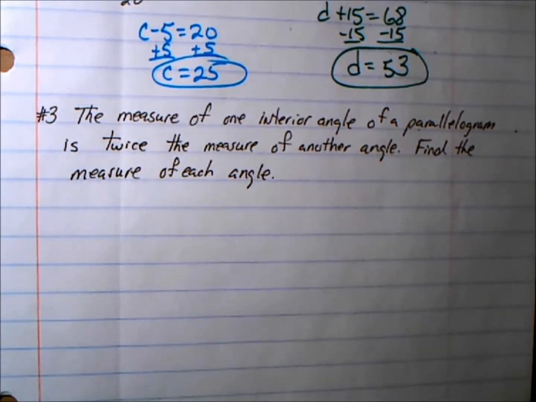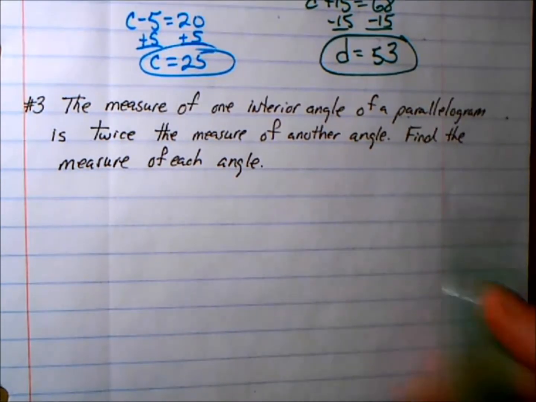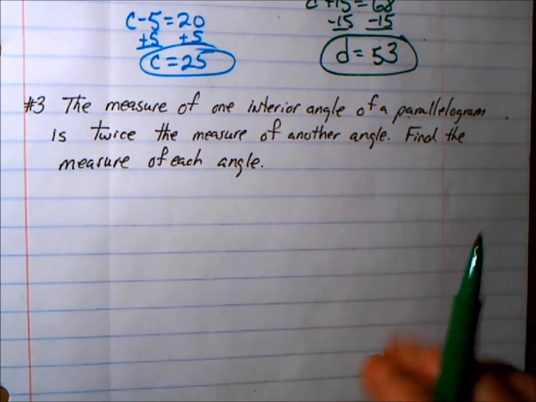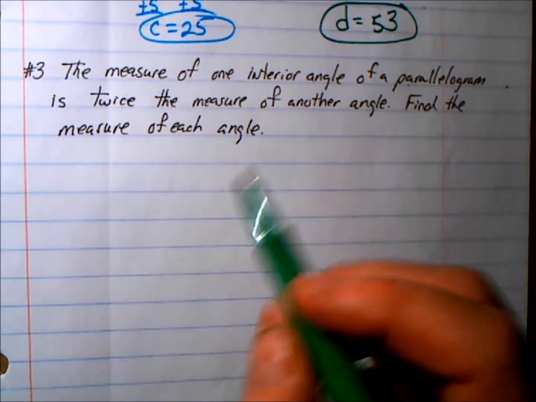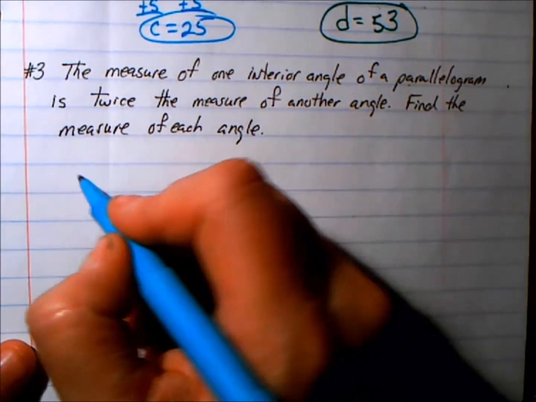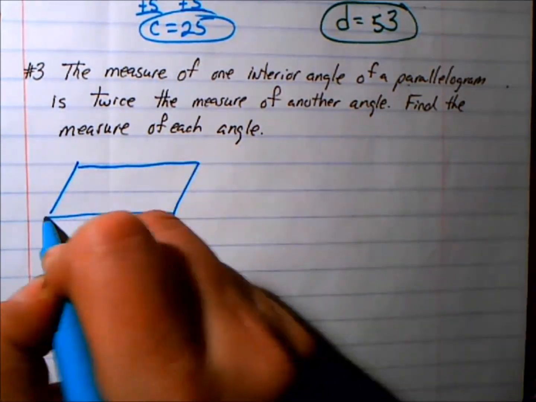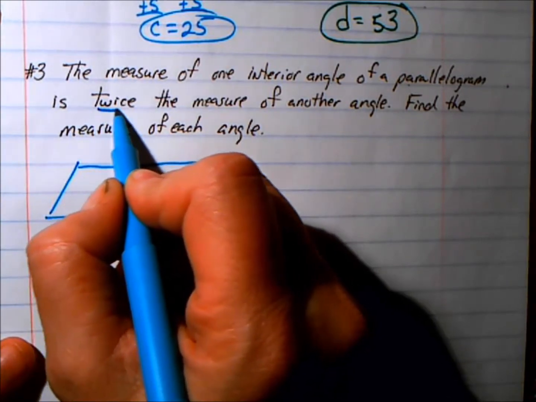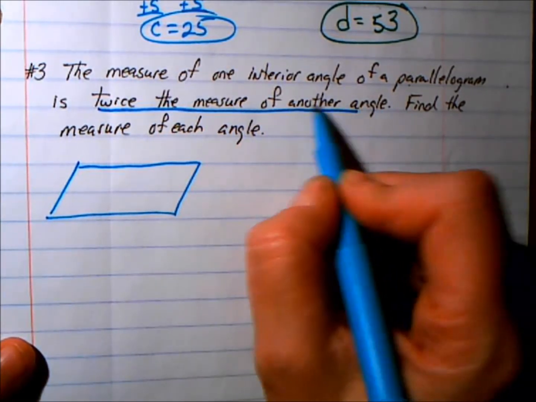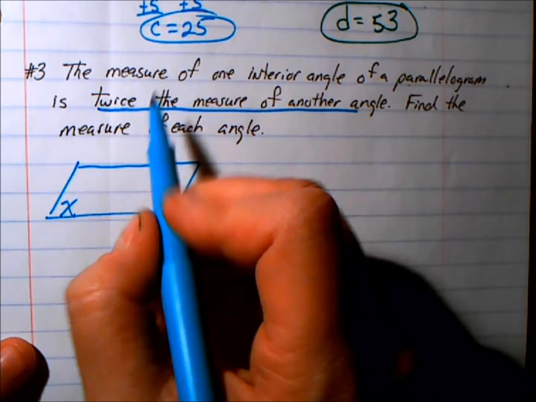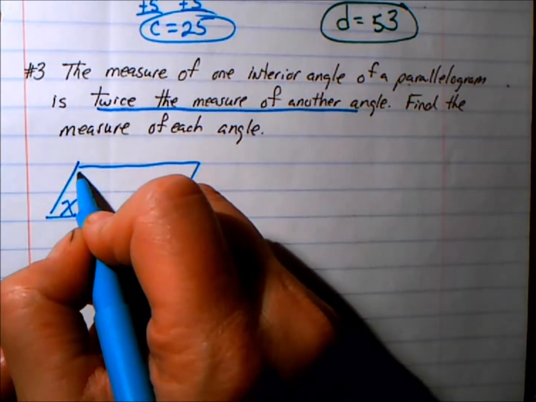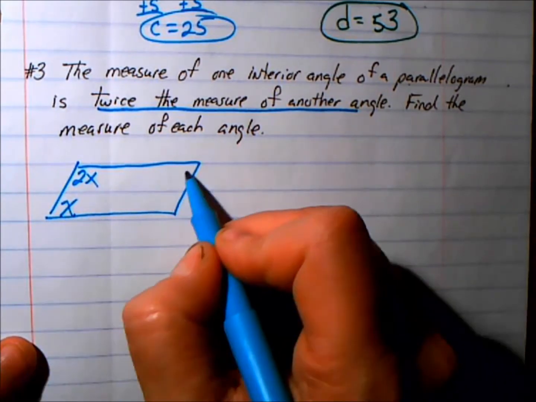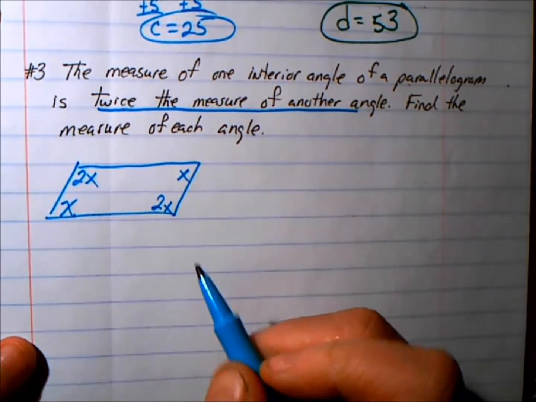And now on number 3, it says the measure of one of the interior angles of a parallelogram is twice the measure of another. Find the measure of each angle. With this one, I gotta first kind of see what was going on personally. One of the angles is twice the measure of another one. Okay, so one of them is x, the other one is twice x. So that means this guy would be x and this guy would be 2x because opposite angles are congruent.